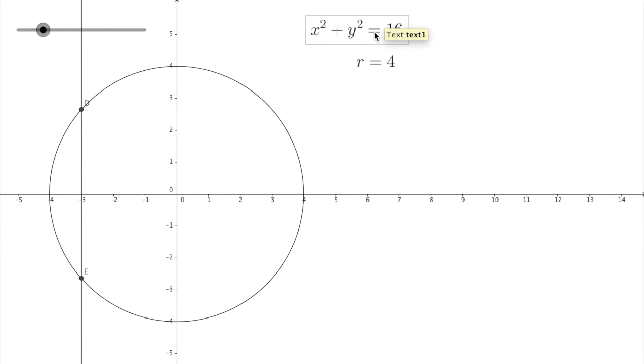So we could, if we wanted to, solve this thing for y and only talk about the positive square root of 16 minus x squared. So then we're only talking about D. So another problem becomes apparent.